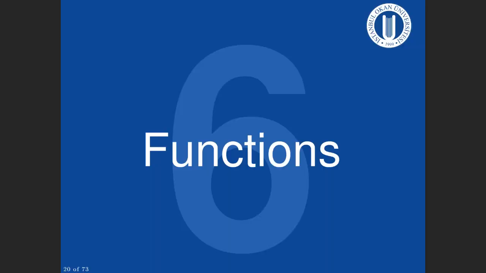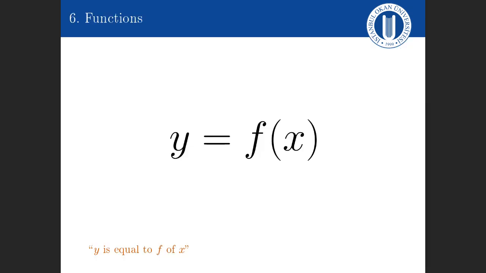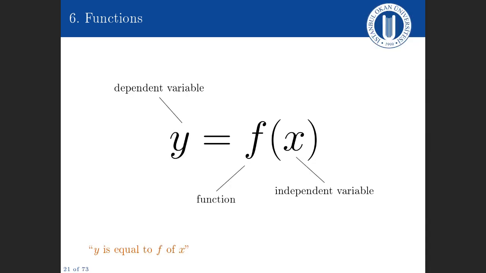The third chapter for today's lesson is functions. We're going to be writing things like y is equal to f of x. Here, f is going to be our function. x is our independent variable. We're going to be able to choose a value for x. And then after we've chosen the value of x, y will be determined. So y will be the dependent variable.